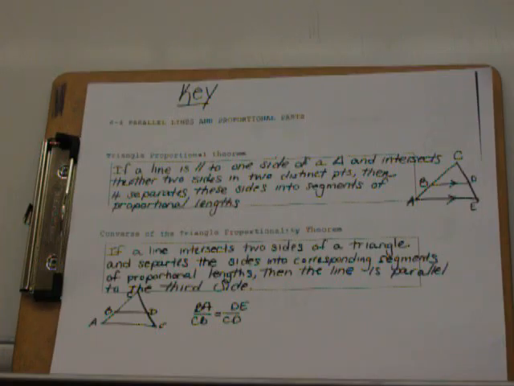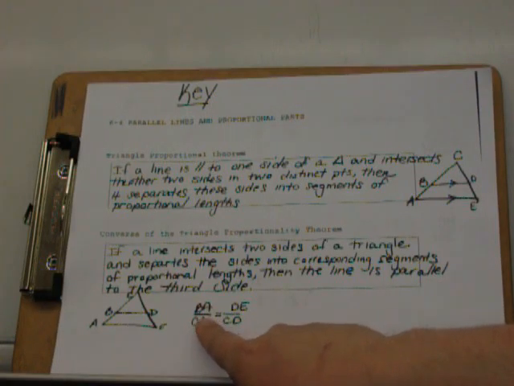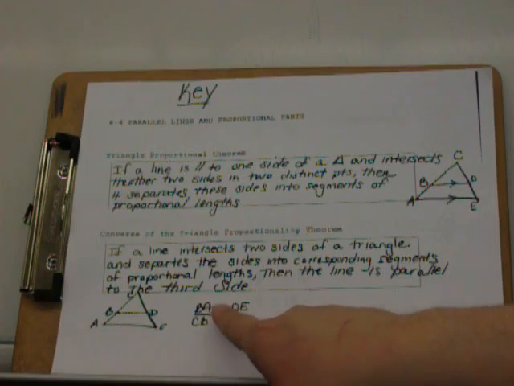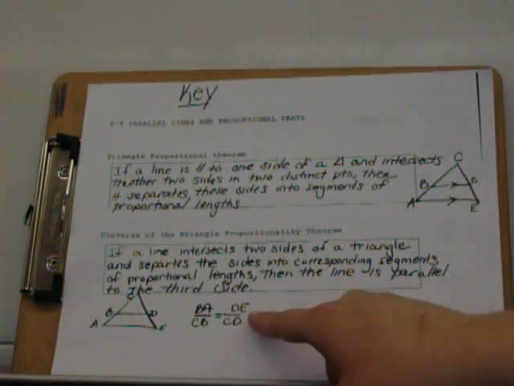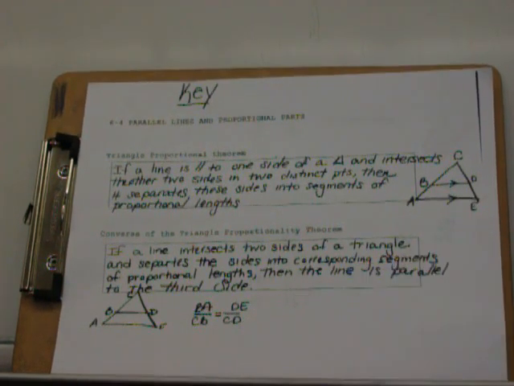The converse of the triangle proportionality theorem states that if a line intersects two sides of a triangle and separates the sides into corresponding segments of proportional lengths, then the line is parallel to the third side. So they're saying that if BA over CB equals the ratio of DE over CD, then BD is parallel to AE.